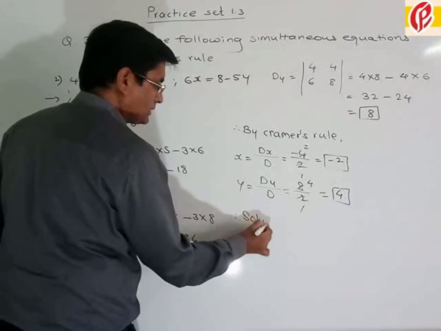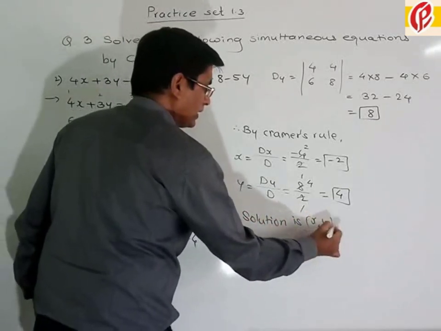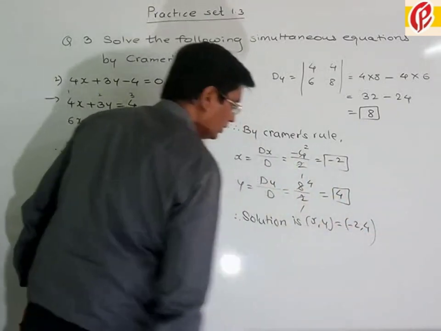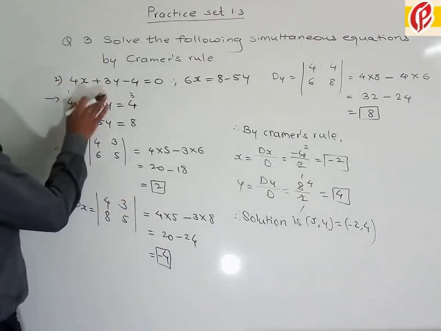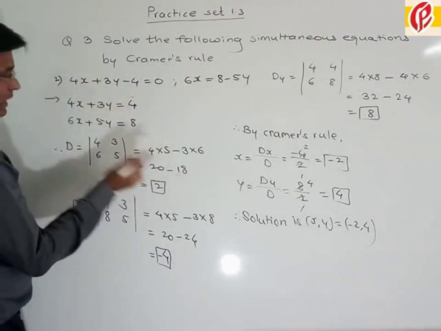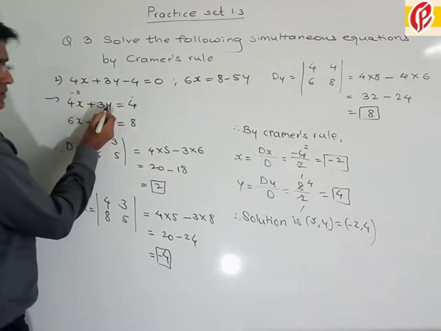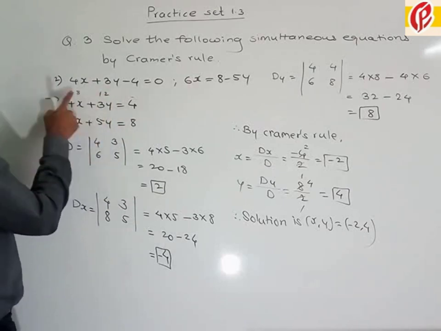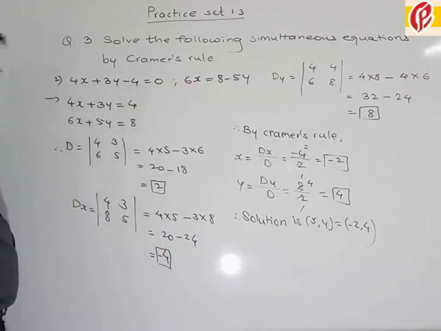Therefore the solution is, in brackets, x comma y is equal to minus 2 comma 4. We will check whether our answer is correct or not. What is the value of x? Minus 2. So 4 into minus 2, minus 8. And what is the value of y? 4. 3 4s are 12. So 12 minus 8, the answer is 4. So our answer is correct.